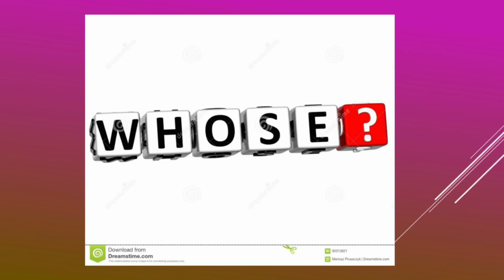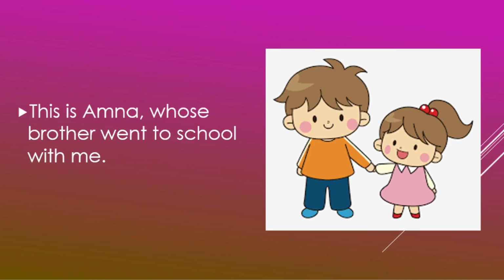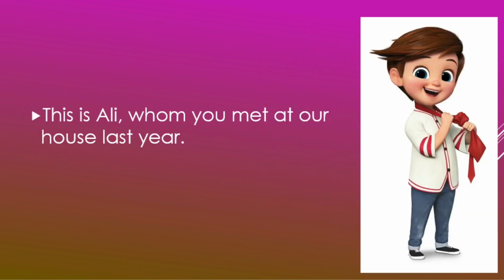The next word we have over here is whose. This is Amna, whose brother went to school with me. This is who? This is Amna, whose brother went to school with me. Now let's see one other example. This is Ali, whom you met at our house last year.